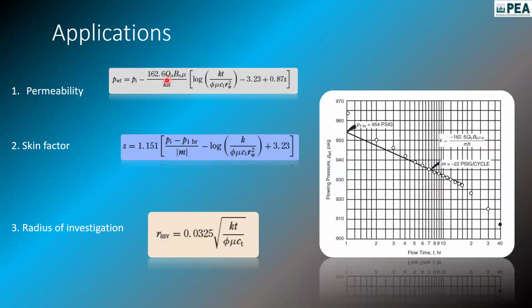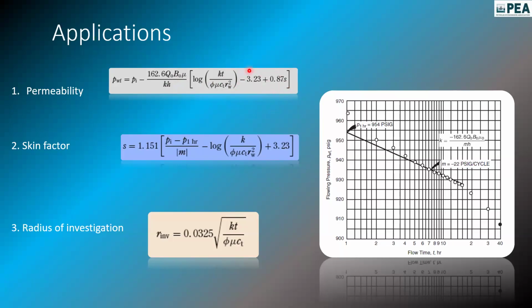like capital Q. Capital Q represents flow rate at surface. O is oil, so the suffix O is for oil. So QO into BO will give you reservoir flow rate. BO means formation volume factor of oil. Mu is viscosity, K permeability, H thickness, log K into T, where T represents time, phi porosity, mu viscosity, CT total compressibility, RW wellbore radius, whole squared, altogether in a bracket, minus 3.23 plus 0.87 into skin factor, that is S.